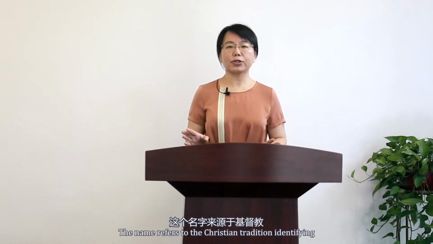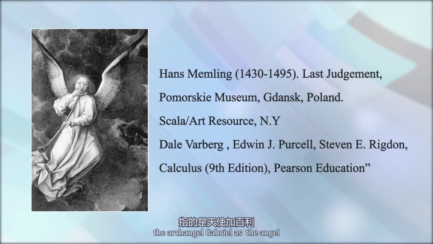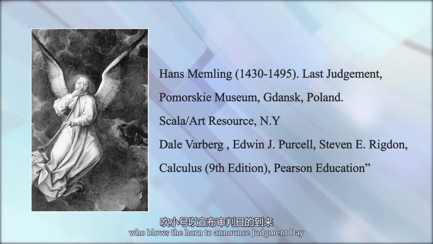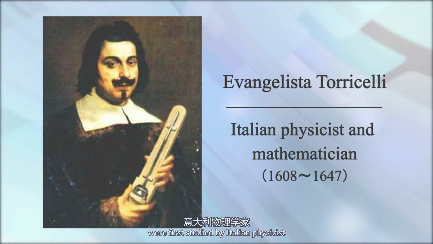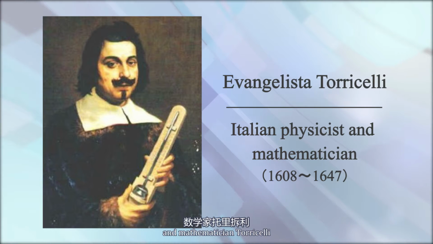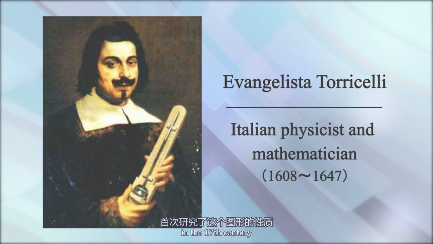The name refers to Christian tradition identifying the archangel Gabriel as the angel who blows the horn to announce Judgment Day. The properties of this figure were first studied by Italian physicist and mathematician Torricelli in the 17th century.